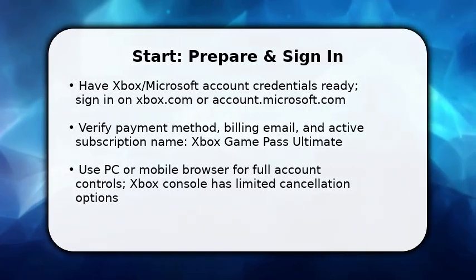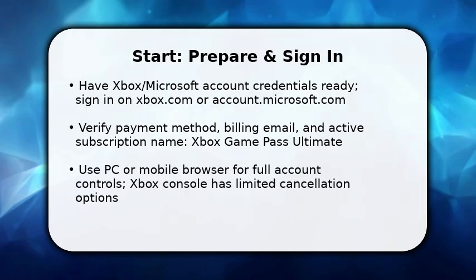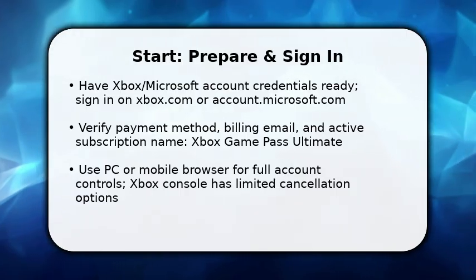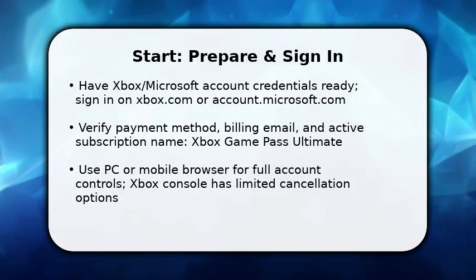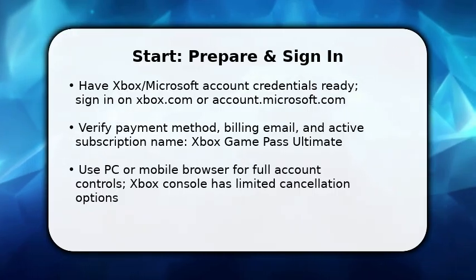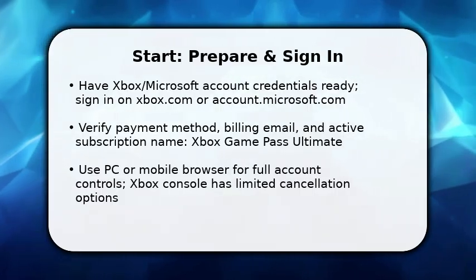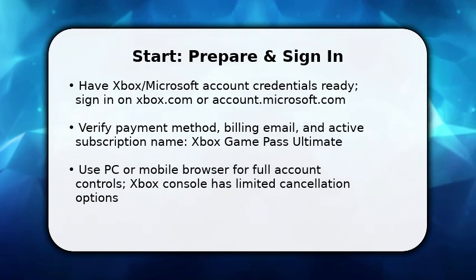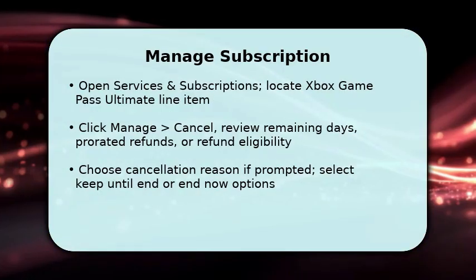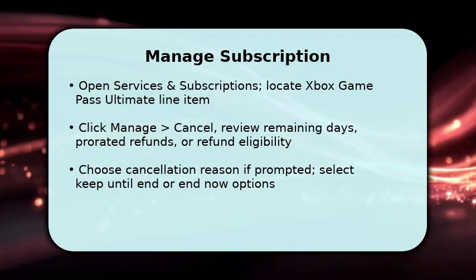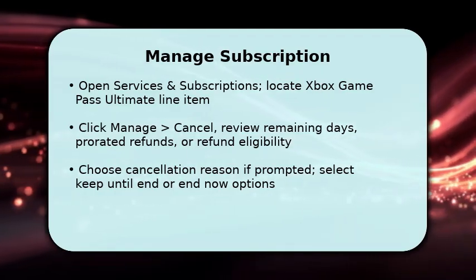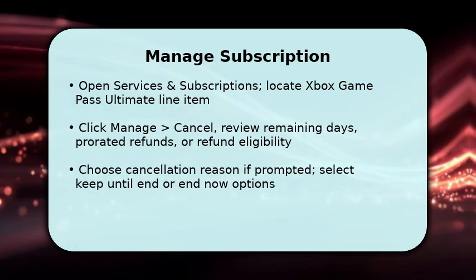Make sure you're on a full browser session rather than an app, because you need the Services and Subscriptions page to see the Xbox Game Pass Ultimate entry and the cancel controls. Once on Services and Subscriptions, find Xbox Game Pass Ultimate and click Manage. You'll see details like renewal date and payment history. Read these so you understand remaining access.